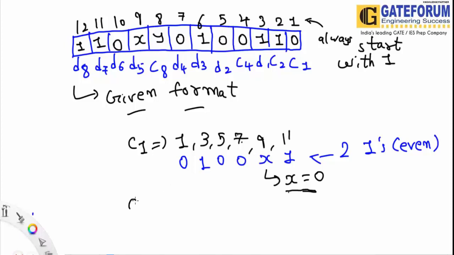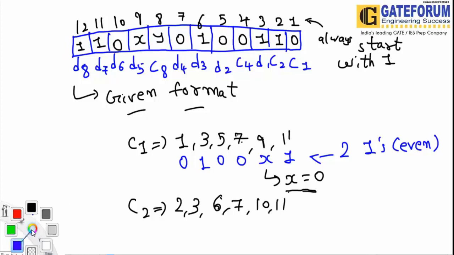Similarly, if we check for C2, C2 would take positions 2, 3, 6, 7, 10, 11. At every point of time, if we look at that particular data, position 2 is having the value of 1, and 3 is also having the value of 1.